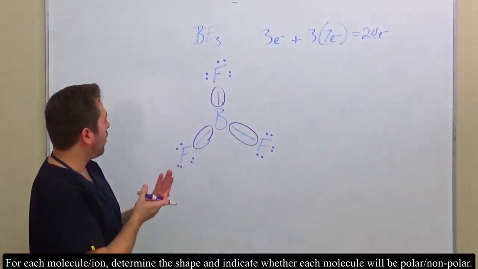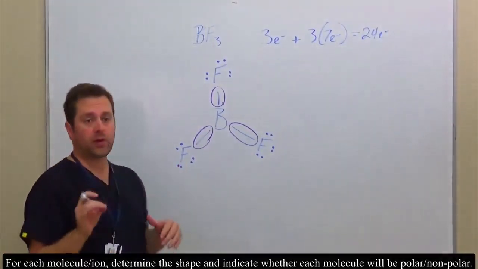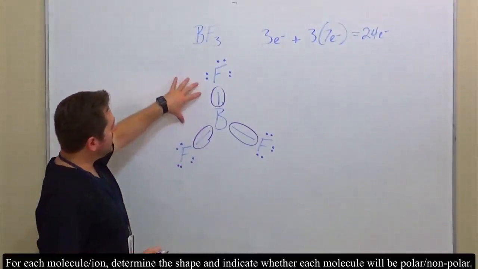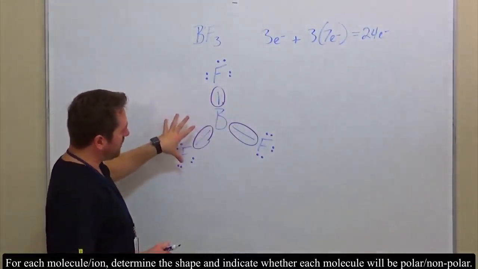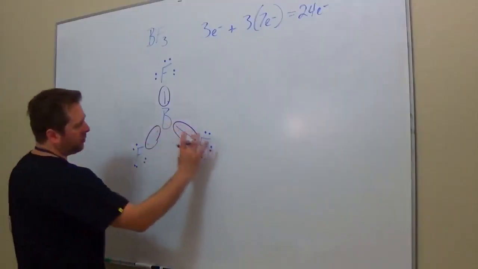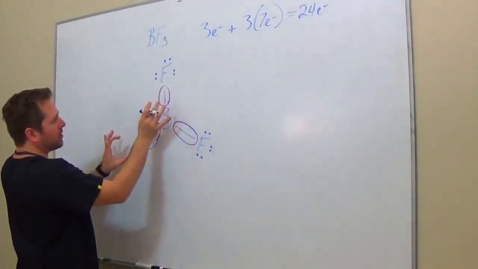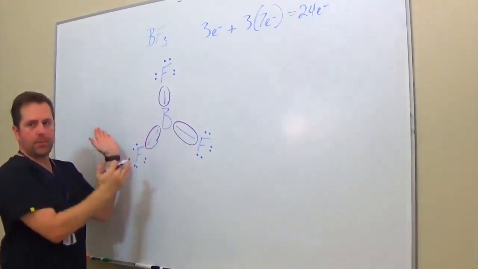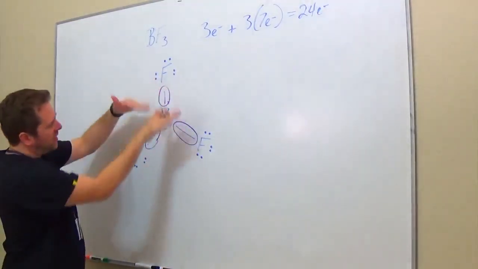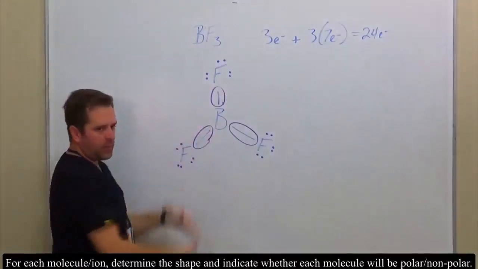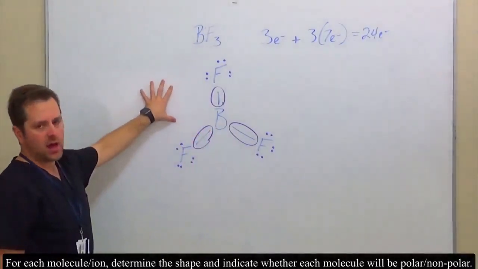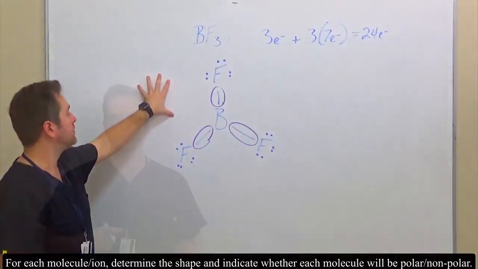Now, as far as being a polar versus nonpolar molecule, fluorine is extremely electronegative, right? Well, the question is, because of this particular geometry, how can one fluorine outcompete the other? If you think about it, the pull of this fluorine is canceled out by the component pulls, if you will, of both of these fluorines. And that's the same way all the way around the molecule. So we would say that this boron trifluoride is a nonpolar molecule.